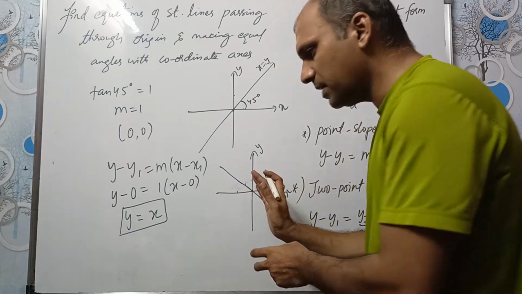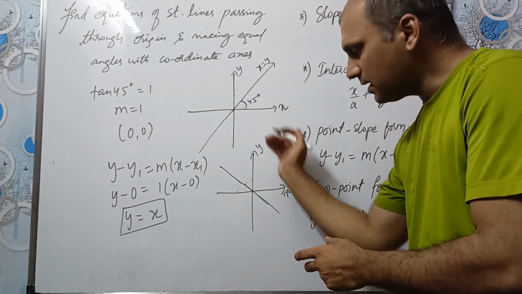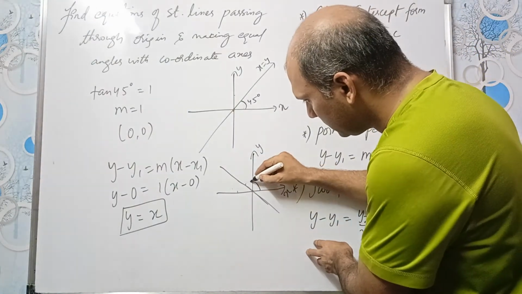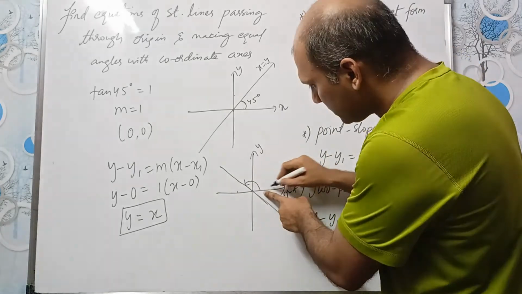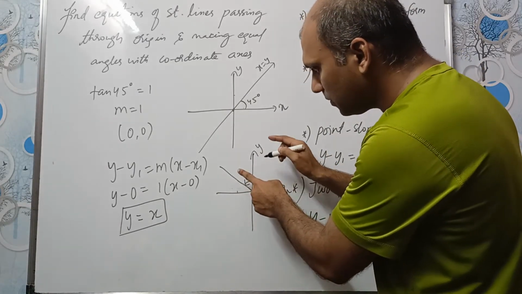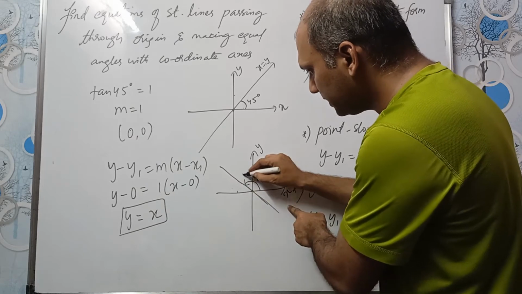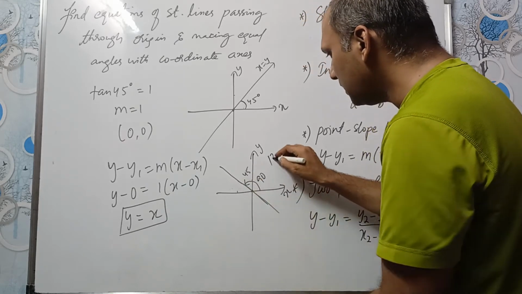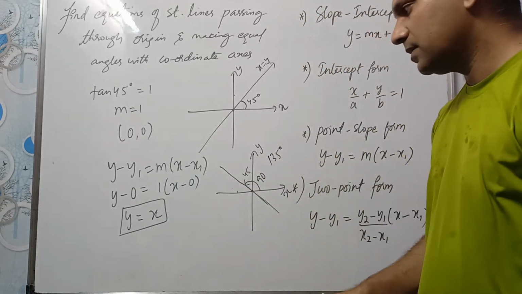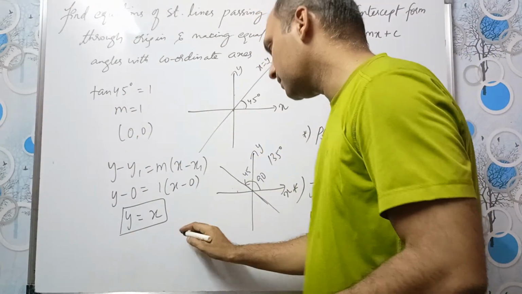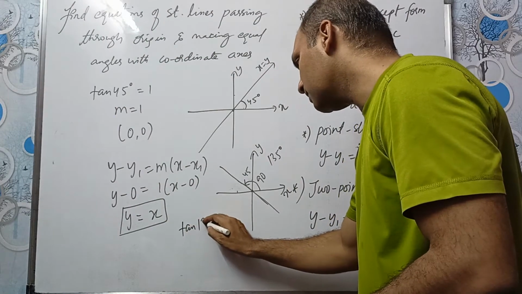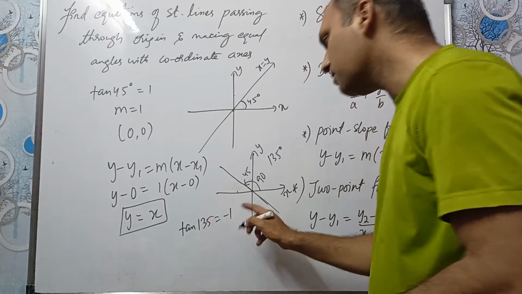Slope of this line is measured from x-axis anti-clockwise direction. So this whole part will be the slope. So this is 90 degrees, right? This is 90 and here 45. So total will be 135 degrees. Okay. In the second case, tan 135 will come. Tan 135 is minus 1.